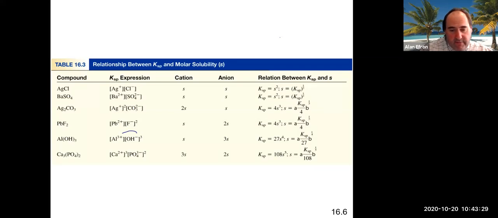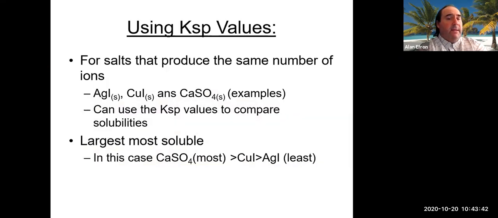So this is just some different mathematical relationships between KSP and S. Again, if you go through the ICE table, you'll end up with the same solution. So can we use KSP values from the table to decide what would be more soluble and what would be less soluble if we had a couple of different salts involved? And the answer is yes and no. When we're comparing two substances that both produce the exact same total number of ions, not the same type of ions but the same number, then mathematically you can go to the KSP table and figure out which one is more soluble and which is less soluble.